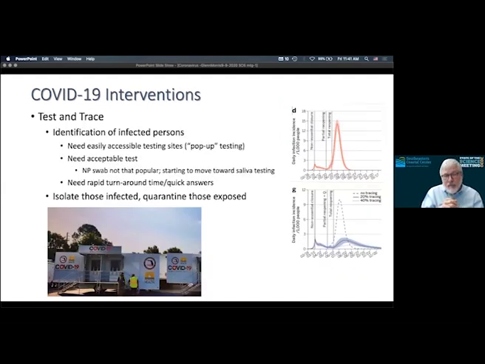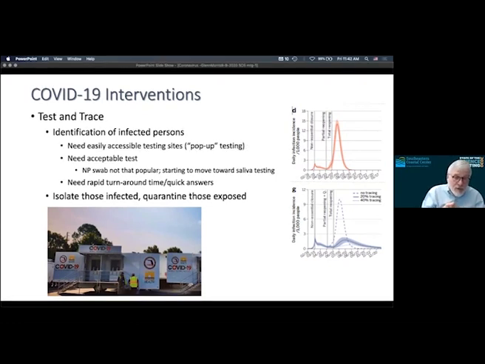The other thing to emphasize is that the way we get control of this illness is doing what has been called test and trace or contact tracing. And the key first step is to identify infected persons. If you don't know who's infected, you can't put in place appropriate interventions. You need easily accessible testing sites.